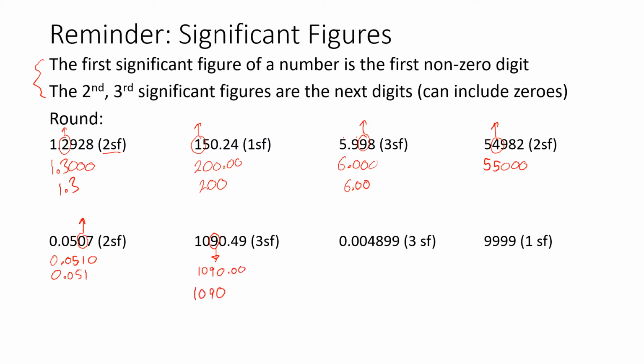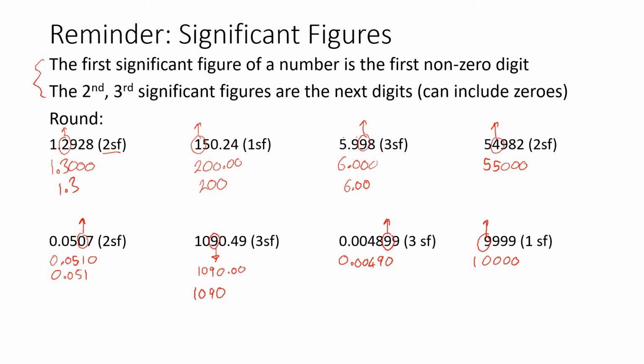Our first is the 4, 8, so our third significant figure is the 9. There's a 9 after it, so it rounds up, so we should end up with 0.0490. And for our last one, the first significant figure is the 9. There's a 9 after it, so it's going to round up. Everything else goes to 0, so we'll end up with 10,000.